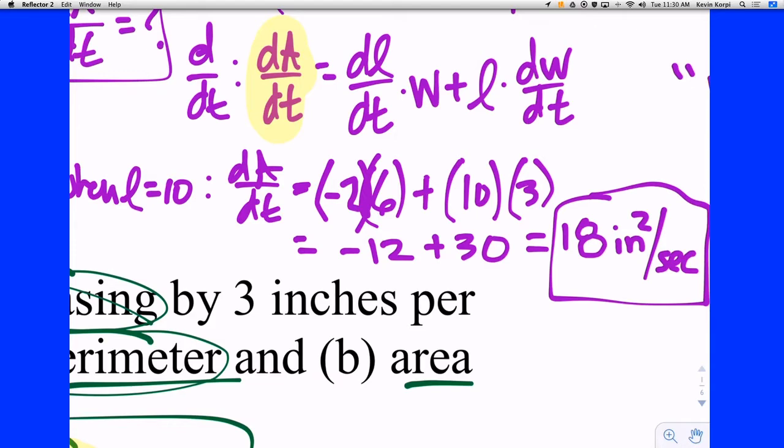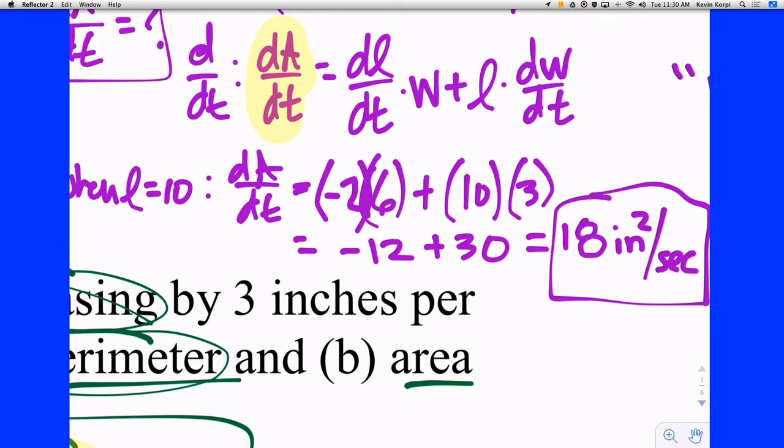And W is measured in inches. So we have inches per second times inches, which is square inches per second, plus square inches per second. Those are like terms. You're going to get square inches per second. So you can do a little bit of dimensional analysis in your calculations if you're not sure.